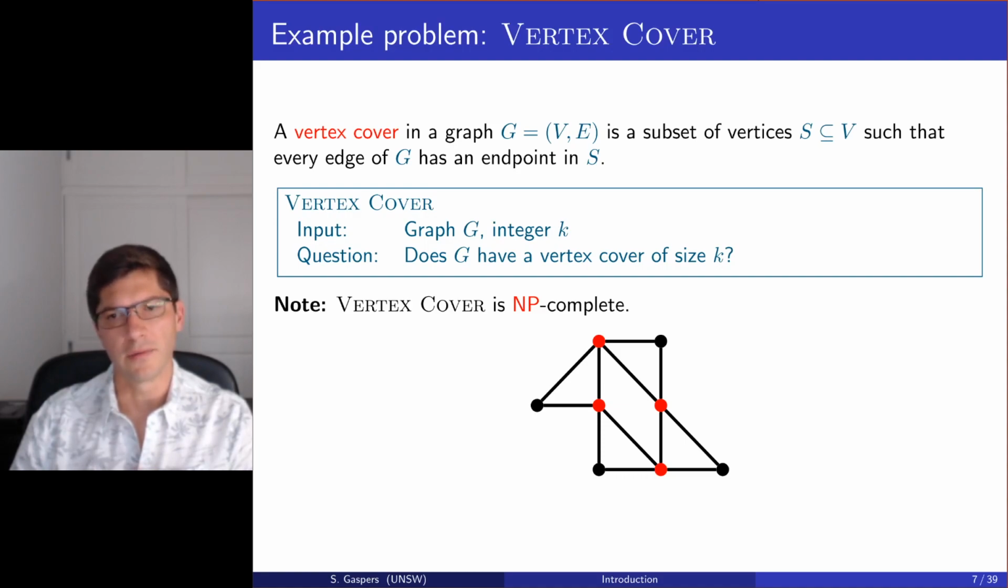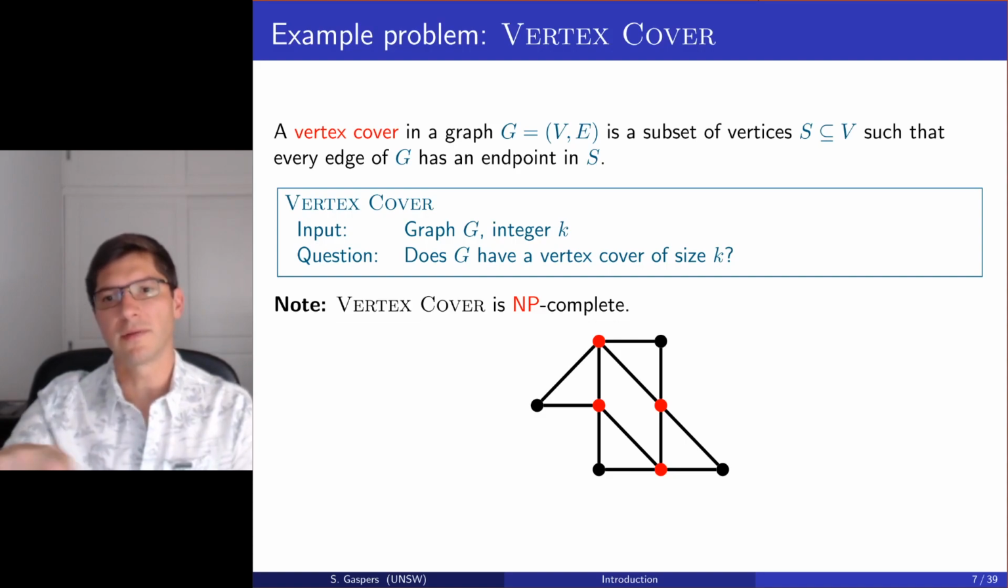Okay. So the decision problem and the actual placement problem are very closely related. And vertex cover is one of these NP-complete problems. NP-complete means that it is in NP and it's also NP-hard. There are much more details on NP-hardness and NP-completeness in the lecture on this topic.